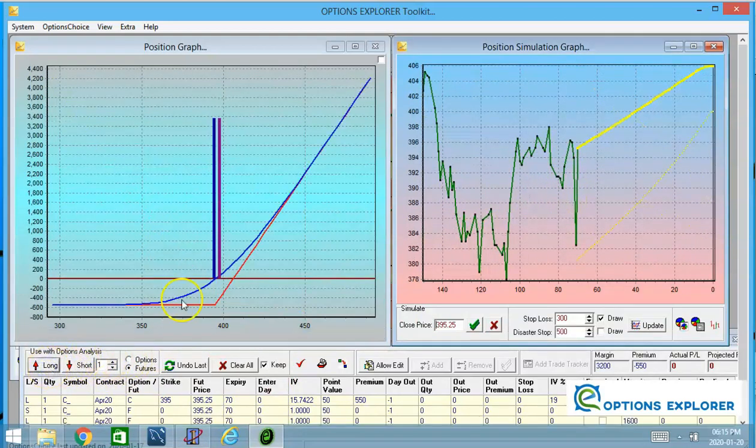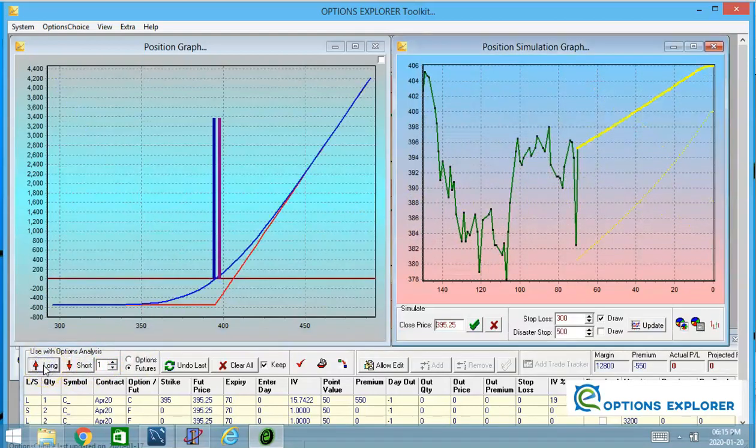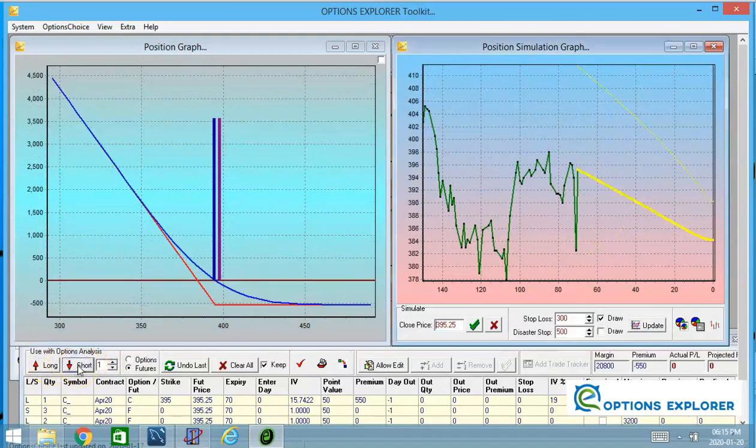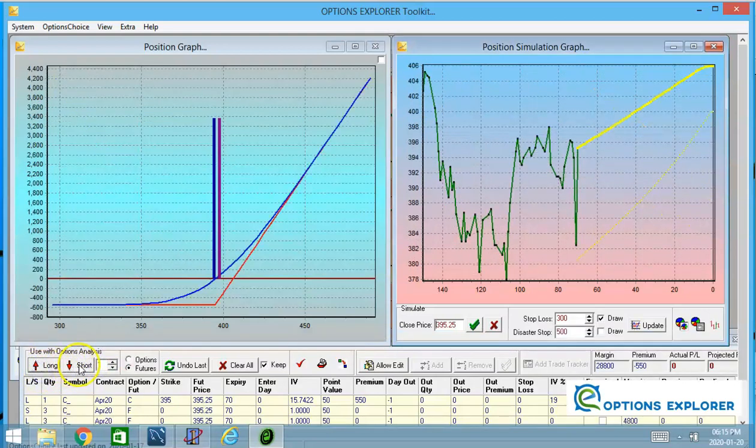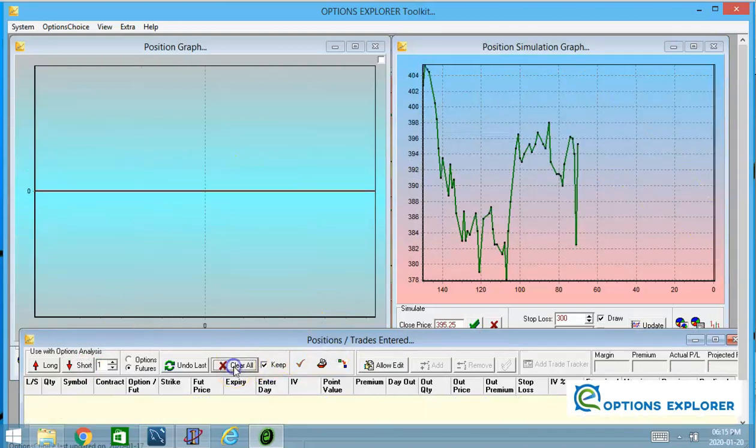Long the futures, I'm back into a long call. Short the futures, I'm back into a long put. Call, put, call, put. By simply entering and exiting the futures, I'm switching my direction from a long call to a long put, back to a long call. Exactly the same will apply on short options.